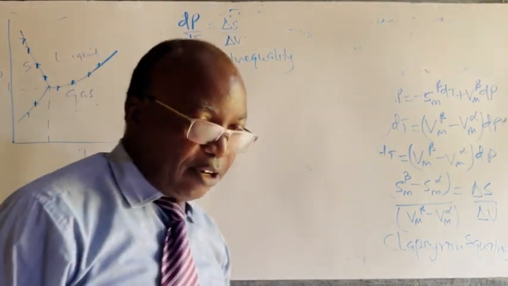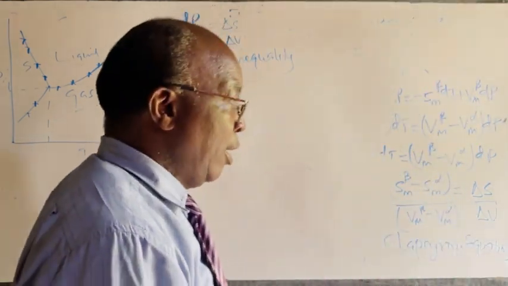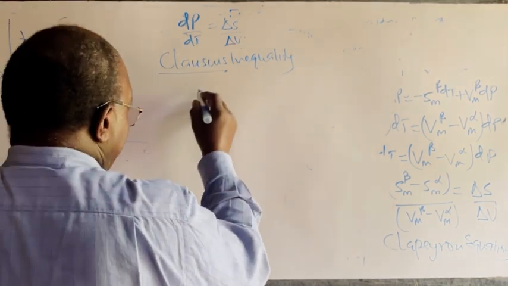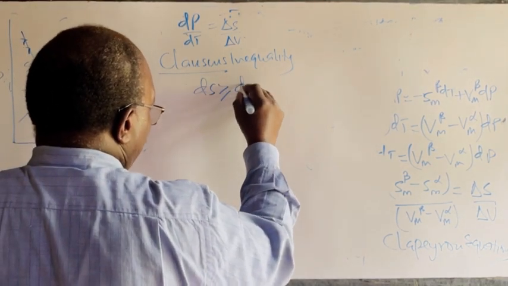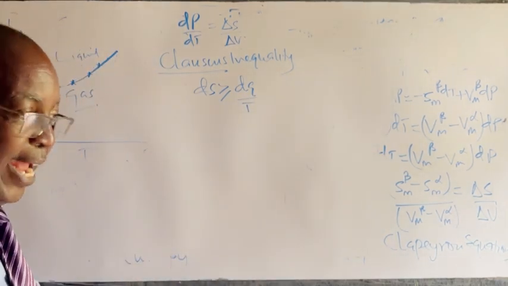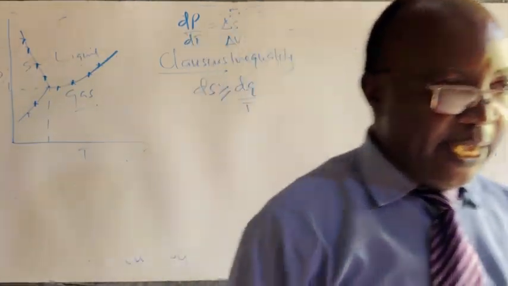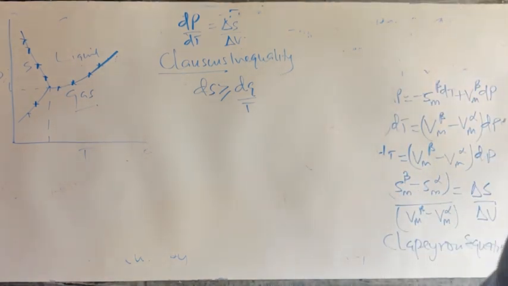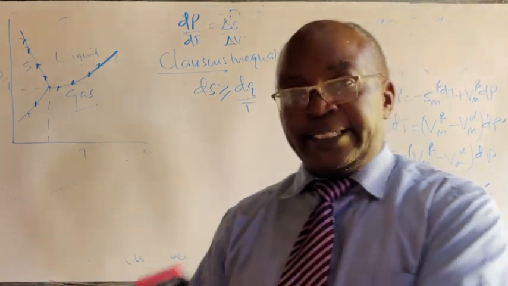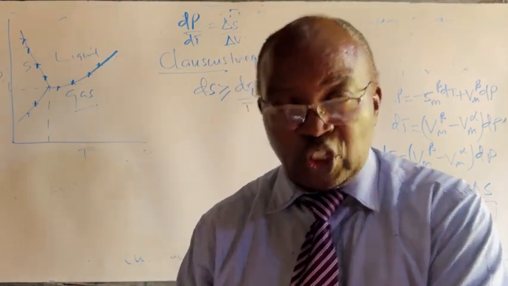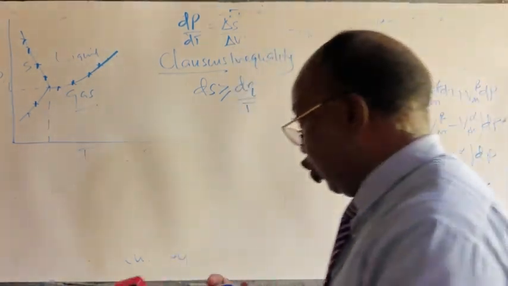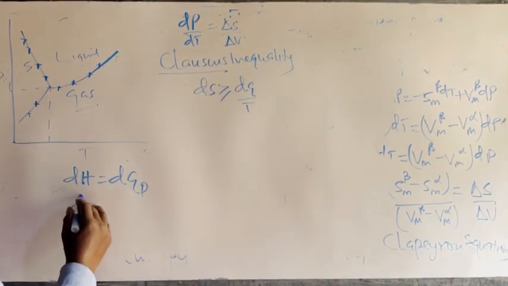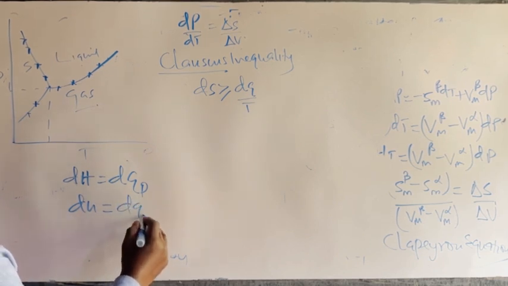Clausius inequality is a consequence of one of the laws of thermodynamics which I've discussed in our earlier series, which tells us that dS is greater than or equal to dQ over T. And we have also mentioned in those earlier lectures that heat which you transfer under constant pressure is the same as the enthalpy, and heat which you transfer under constant volume is the same as the change in internal energy. So we say that dH is the same as heat transferred under constant pressure, and dU is the same as heat transferred under constant volume.